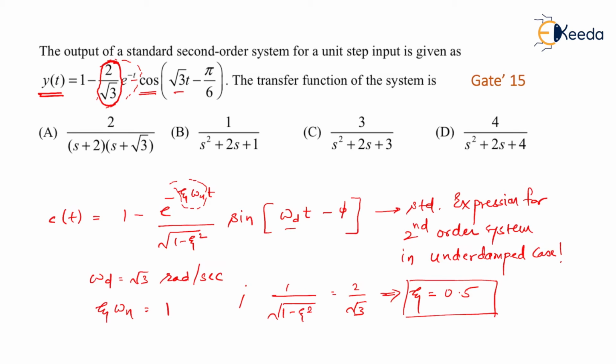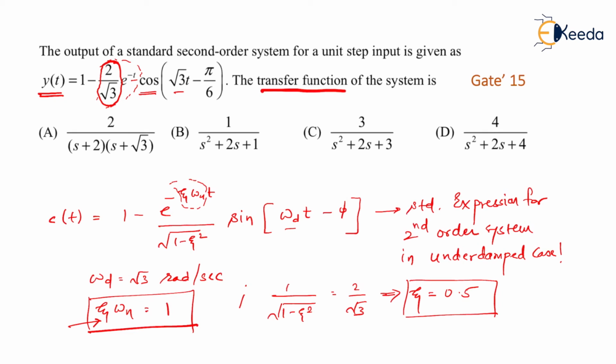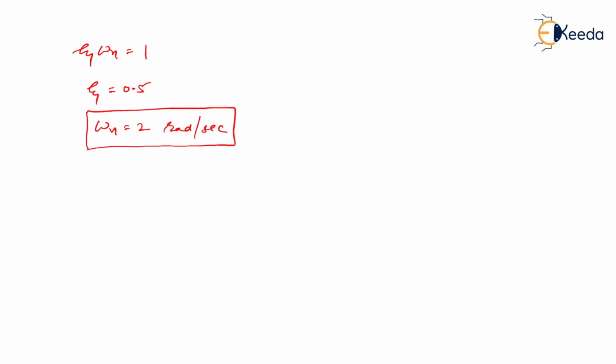So the value of zeta is 0.5. Now since the value of zeta is known to you, you can just substitute over here and get the value of omega n. So zeta omega n was equal to 1 and zeta equal to 0.5. It means omega n is equal to 2 radians per second. Am I right? So this information is enough for us to write the closed loop transfer function. Don't forget, they're asking you for a closed loop transfer function. Am I right? So let us write the transfer function.